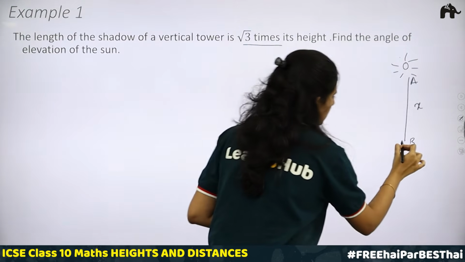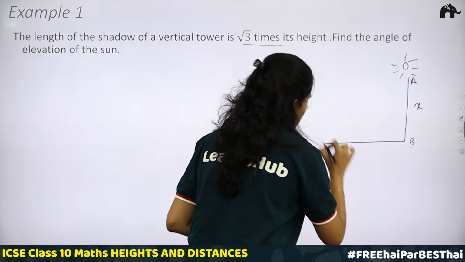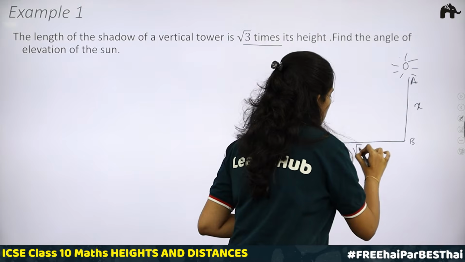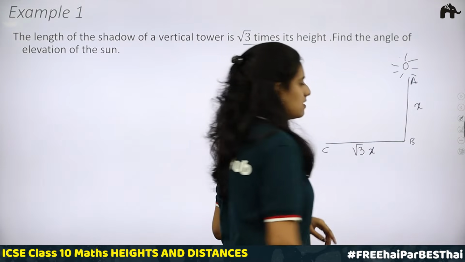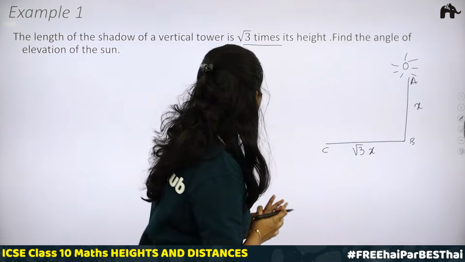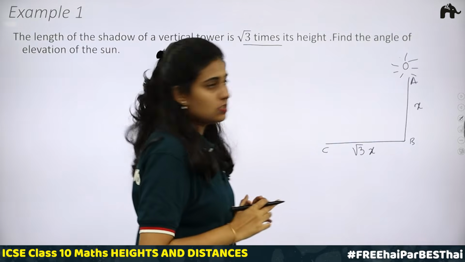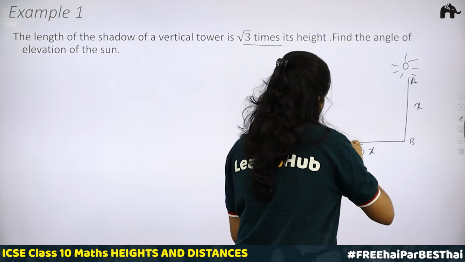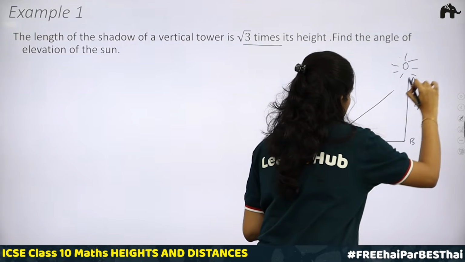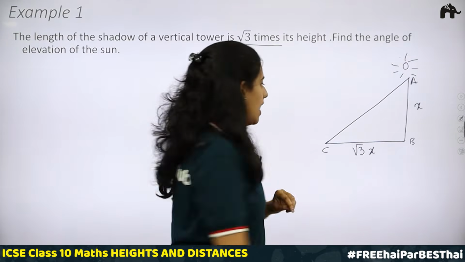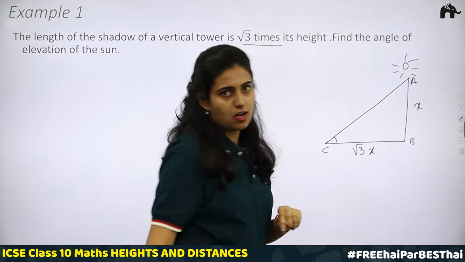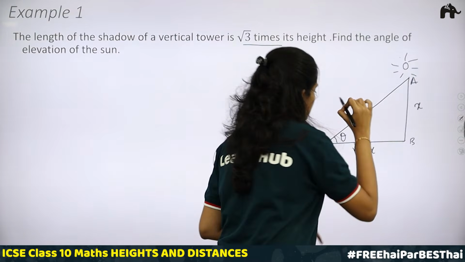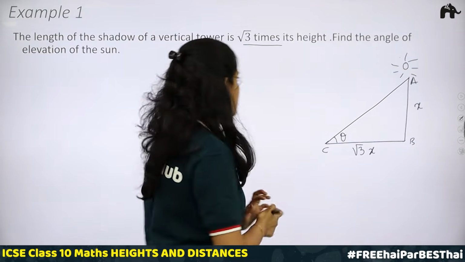Shadow will be on the ground. Let us take a point C. This is the length of shadow and it is equal to √3 times x. We have to find the angle of elevation of the sun, the angle of elevation from this point C. Now draw a straight line, and this angle is the angle of elevation. We have to find this angle. Let us represent it as theta.